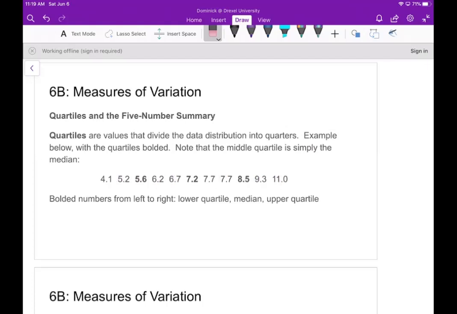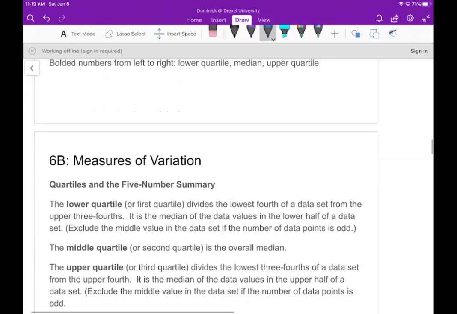Now, where the other quartiles come from, just keep in mind that this is the median. If I look at these now separate data sets, 5.6 is the median of the lower part, and 8.5 is the median of the upper part. So this is your lower quartile, and this is your upper quartile. That's how we find those.